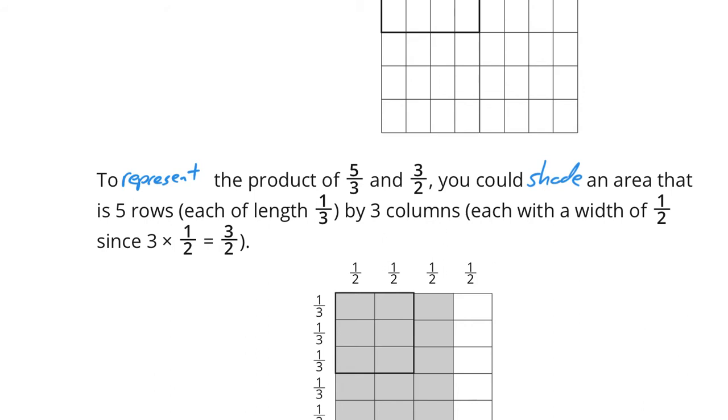that is 5 rows, each of length 1/3. So here we've got 1/3, 1/3, 1/3, and by 3 columns, each of the width of a half. So here's a half, here's a half, here's a half, right? And we know this because this is actually the unit, and we've split the unit into halves. So here's 1/2 of that one unit, and this is 1/3 of this unit. Okay, but we know we don't have just 2 halves, we have 3 halves, bigger than 1. It's an improper fraction. And here we know we don't have just 3/3, we've got 5/3. It's bigger than 1, an improper fraction.